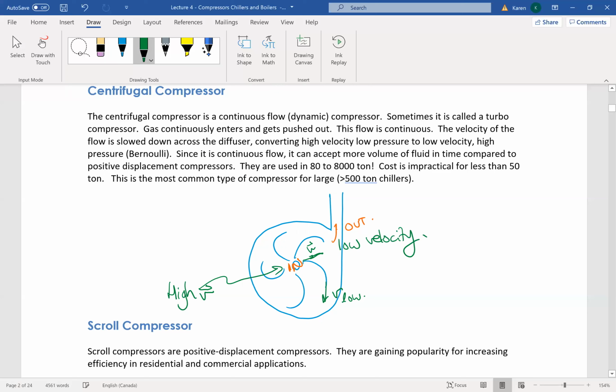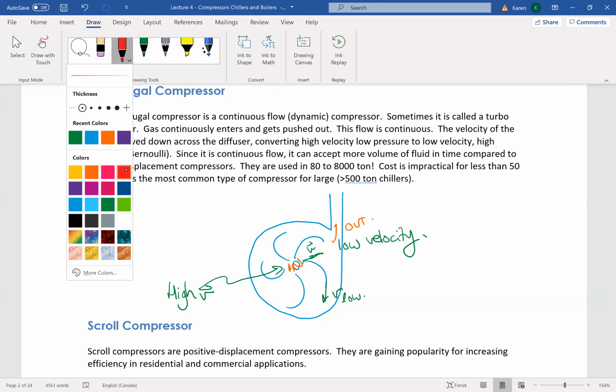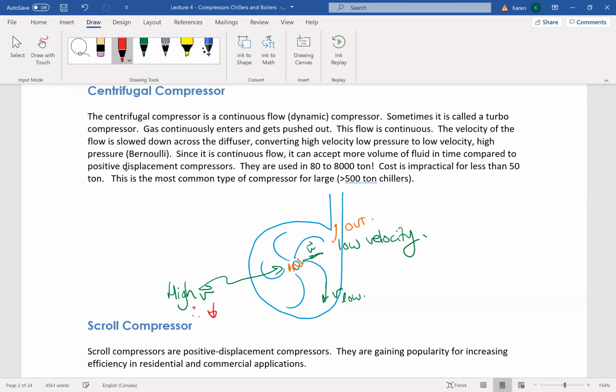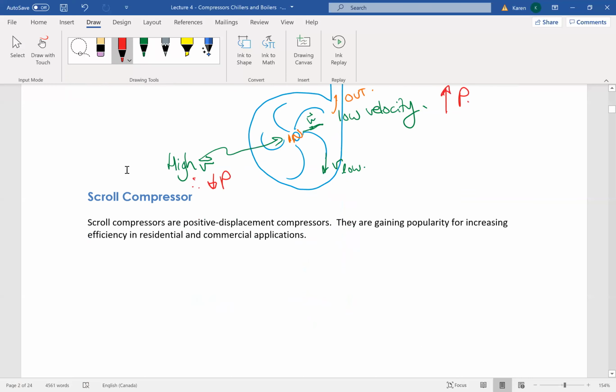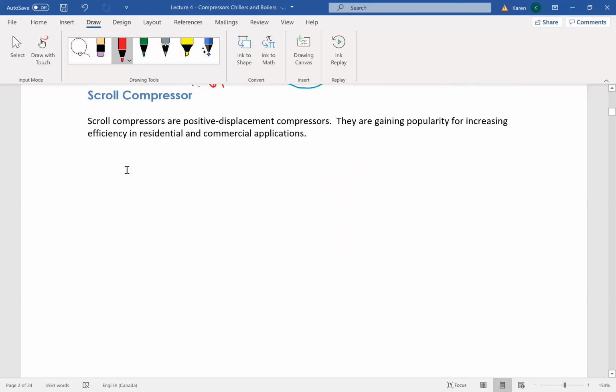And then our friend Bernoulli told us that where there's high velocity, there's low pressure, and where there's low velocity, there's high pressure. And we can go through the Bernoulli equation, one side versus the other side, cross out, and we can see the relationship between pressure and velocity are inversely related. And that's how that one works. It's kind of neat. And then the scroll compressor is my favorite.